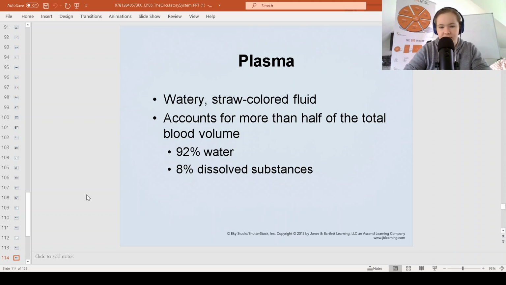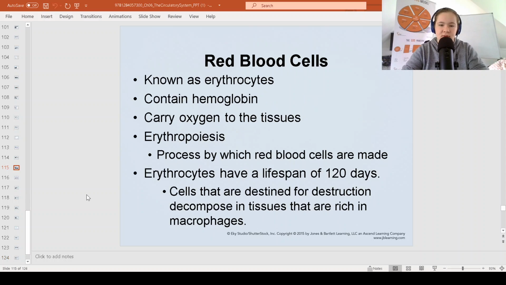It's all about blood. Plasma is the watery, straw-colored fluid, and accounts for more than half of the total blood volume. So 92% is water, and 8% is total dissolved substances. Red blood cells are known as erythrocytes. These contain hemoglobin and carry oxygen to the tissues.